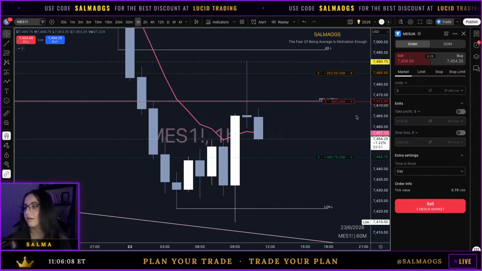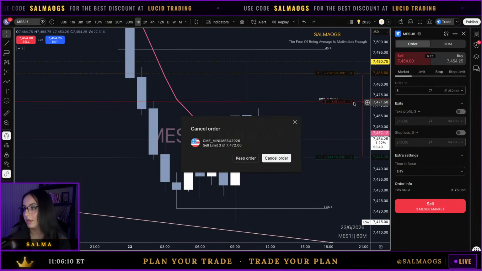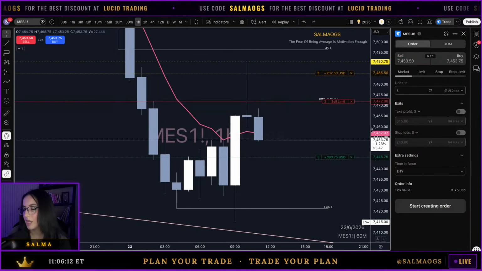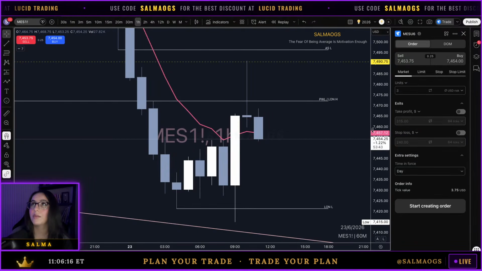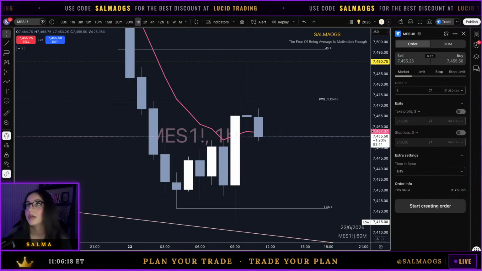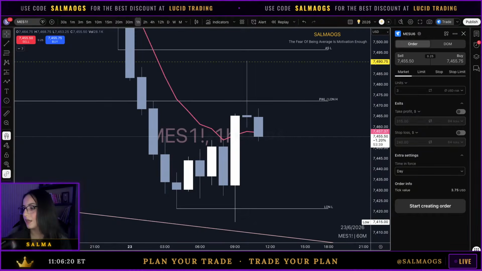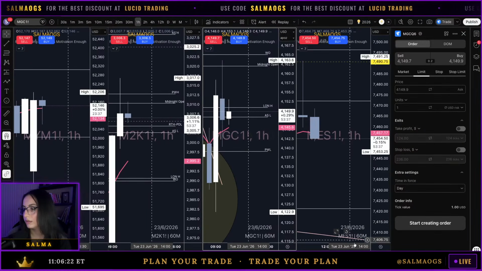All right, well, there you have it, guys. This thing's gonna go. I'm gonna cancel this limit. That's 2 trades so far this morning that have just gone without me. I am seeing a similar setup on gold.